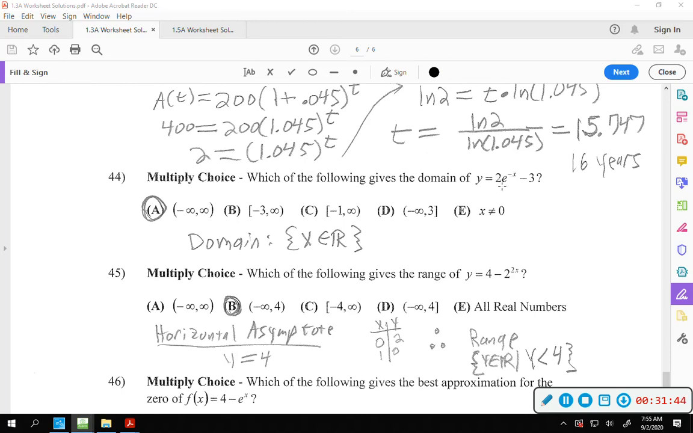E raised to any value works. Even e raised to the 0 is 1. The domain is all real numbers. Notice this is how we write it in interval notation. I wrote it for you in set builder notation as well, just as a reminder.